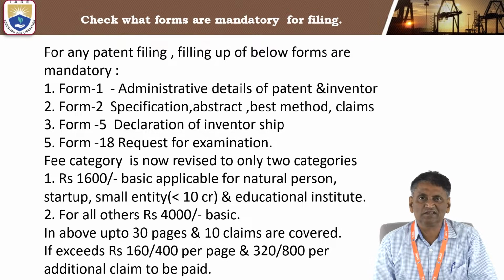Form 2 is the actual technical content, that is specification, abstract, best method of working, claims. So Form 1 together with Form 2 will be applied for a patent in the patent office for granting a patent. You have to declare the inventorship in Form 5.